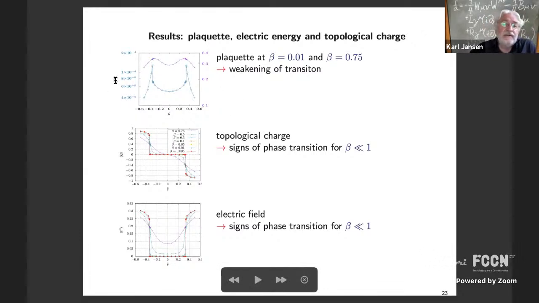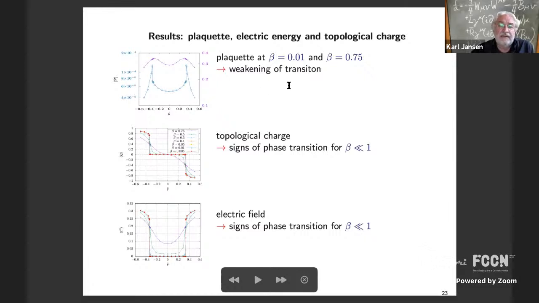So this is the plaquette operator as a function of theta, and this is normalized such that if there is a phase transition, it should happen at around 0.4 and minus 0.4. And what we see, if we have a very small value of beta, beta is 1 over g squared, so we are in a strong coupling limit, then we see actually signs of a phase transition indicated by these peaks here at roughly the right values of this theta.